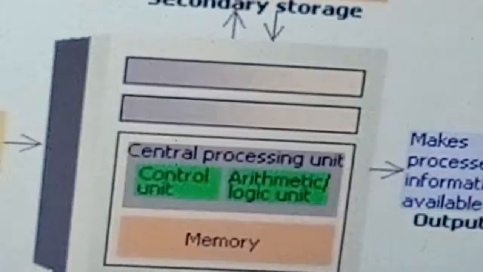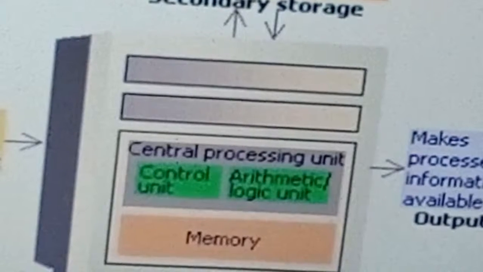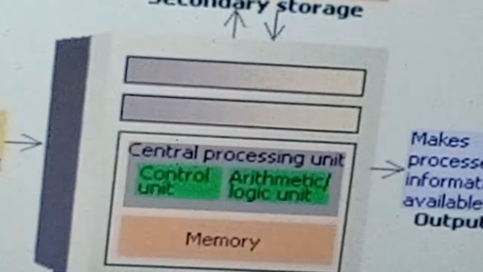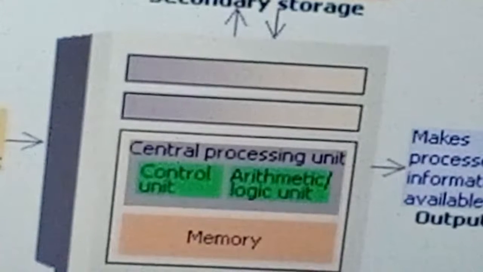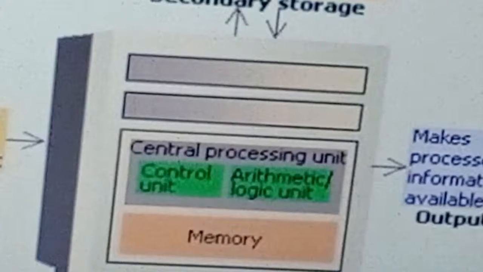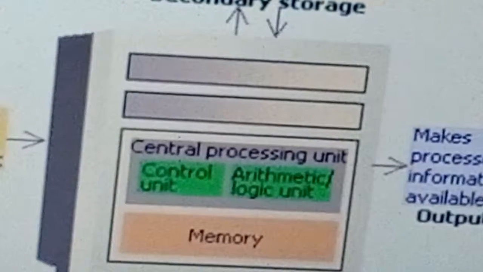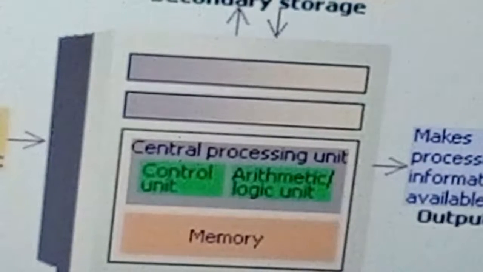Primary memory and secondary memory. Memory is the brain of a computer, used for storing data and information, just like our human brain. Memory is a storage space.